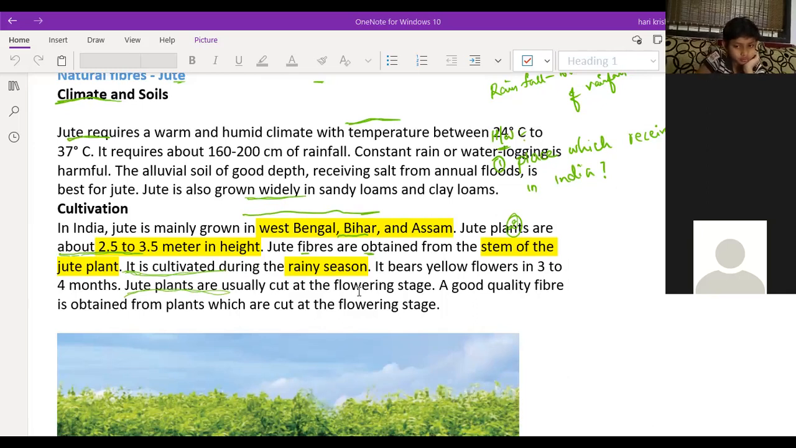Sir, jute grows in a warm and humid climate, and the temperature should be between 24 degrees Celsius to 37 degrees Celsius. It requires 160 to 200 centimeters of rainfall. Alluvial soil is required to grow jute, sir, and it should be sandy and clay, sir.